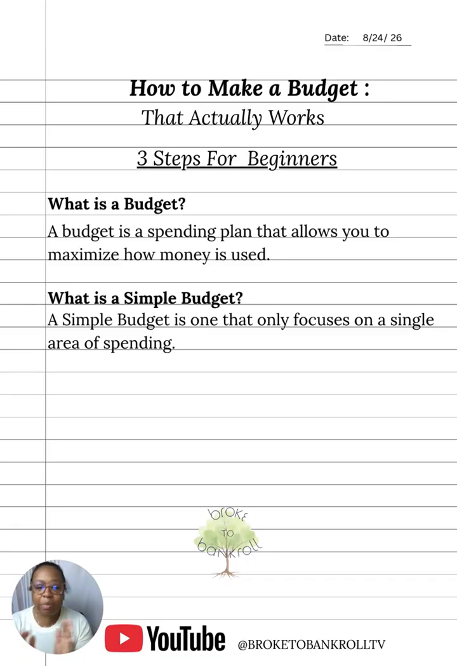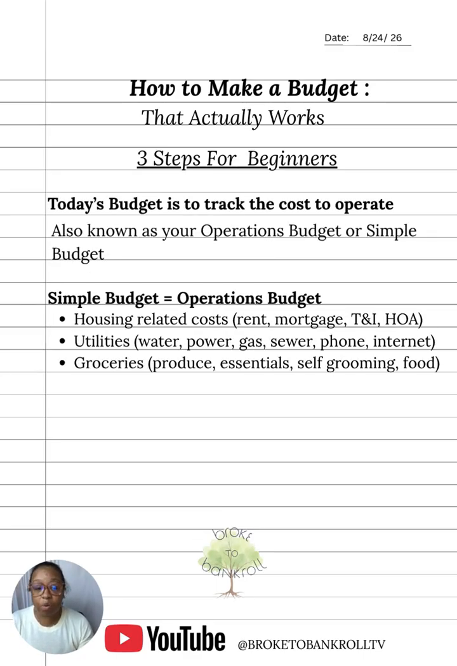Okay, so now that we know what a budget is, I want to tell you what we're going to do today, which is a simple budget. And a simple budget is one that only focuses on one single area of expenses. So we're not going to look at all of your expenses today. We're only going to focus on one area. And the area that we're looking at today is your housing. What does it cost you to live inside of your home?